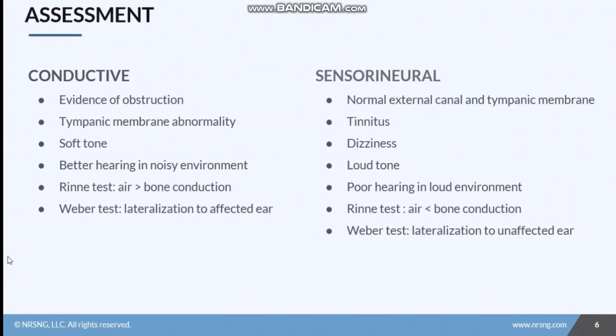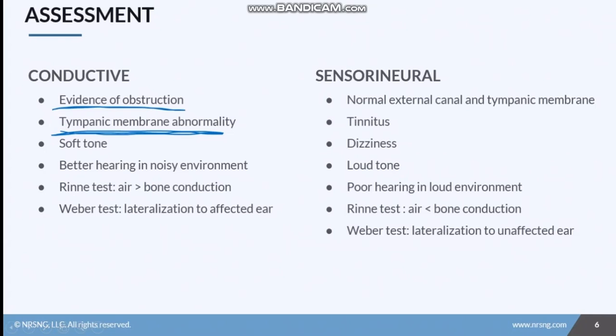Okay, guys, so let's go ahead and look at the different assessment findings with conductive and sensorineural. In conductive hearing loss, you'll see an actual obstruction in the ear. When you're looking at the ear with an otoscope, you're going to see something is in the way that's blocking that sound wave transmission. The tympanic membrane could also be abnormal. Like we said before, it could be bulging or perforated. So you could see that upon examination.